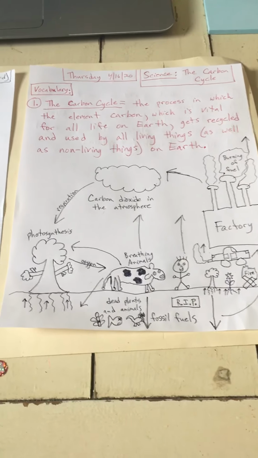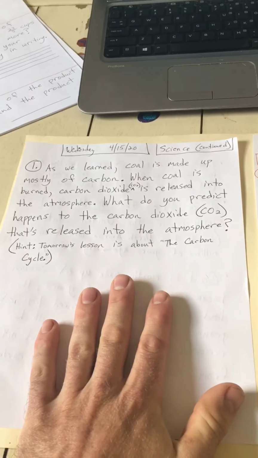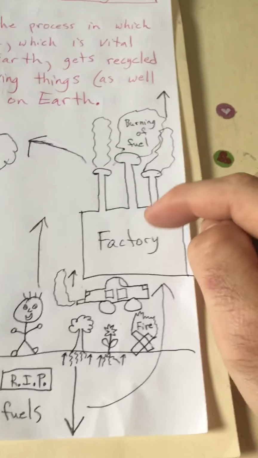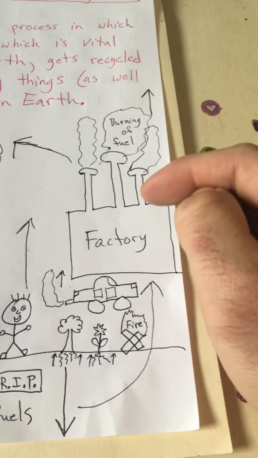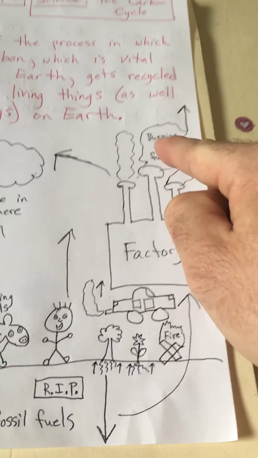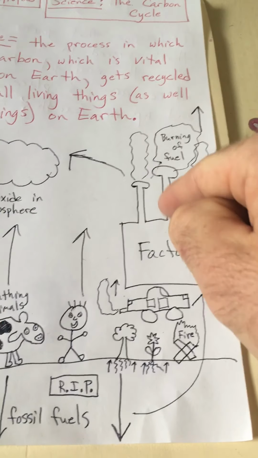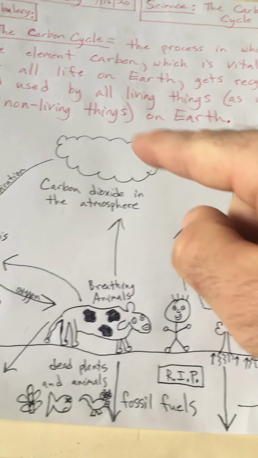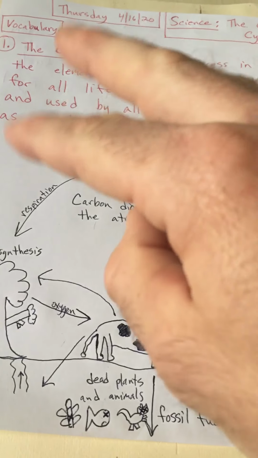Okay, so here's my diagram. Where to start? Let's see. So let's start with the coal, because our question was what happens when we burn the coal, what happens to the carbon dioxide? So we'll start with the factory. We have this factory, it's burning coal in this example. So it's burning the fuel and releasing the carbon dioxide, the gas, into the atmosphere. So that carbon dioxide ends up in the atmosphere.